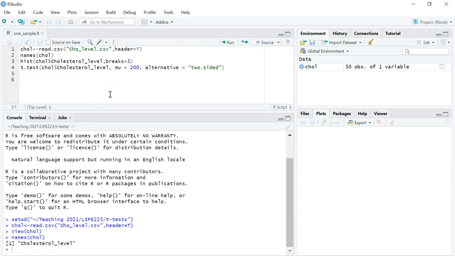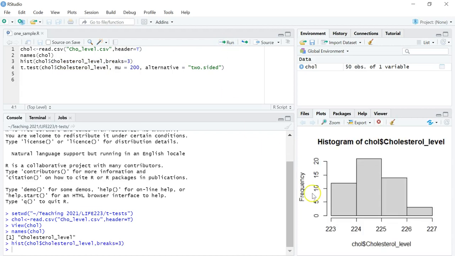Remember, one of those assumptions is that the data is normally distributed. So to do that, I'm just going to use a histogram function. You remember this from the data visualization workshop we did. I'm using hist, and then I've called the data set chol, short for cholesterol, and then I'm looking at that cholesterol level, and I'm using breaks equals 3. So I'm just going to run this. You can see in the bottom right plot here, it looks like it approximately follows a normal distribution. You've got a nice bell curve look to it. So to me that looks okay. We can proceed with a one sample t-test.